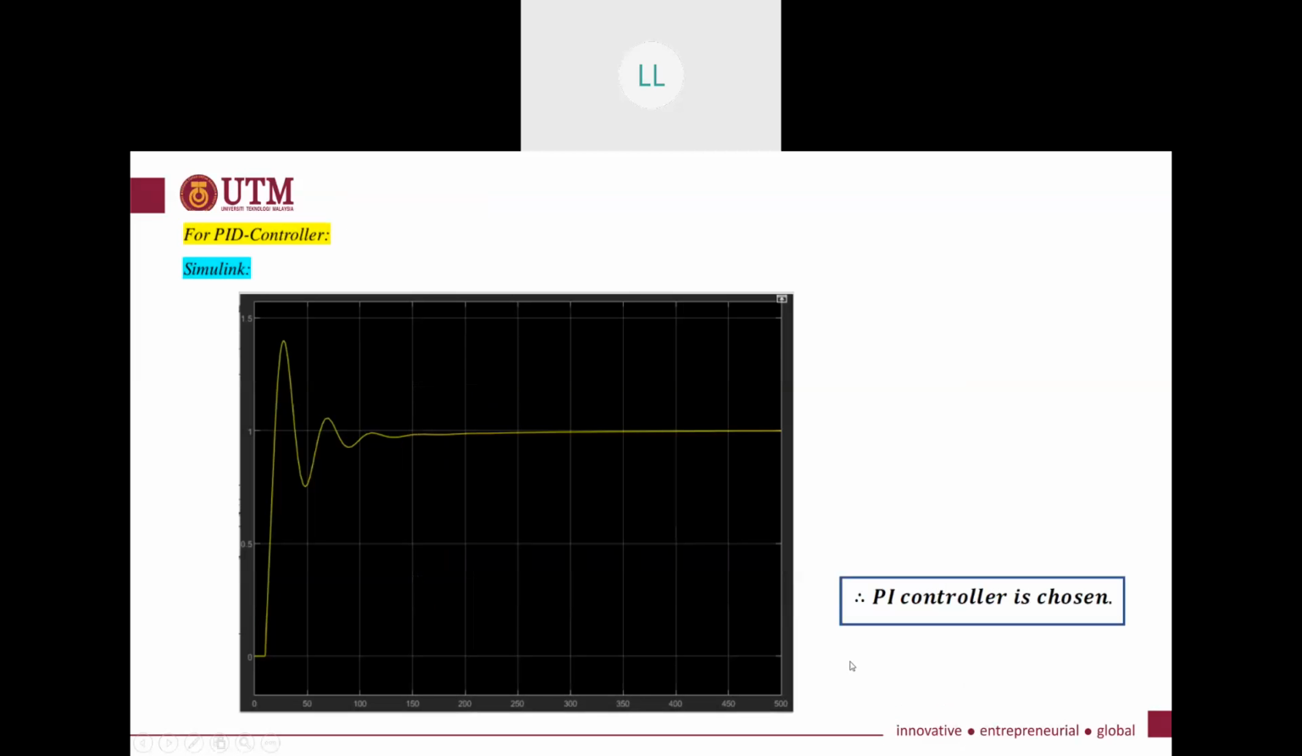In conclusion, we choose the PI controller for our top column. This is because the PI controller graph shows less oscillation compared to the P controller and PID controller.